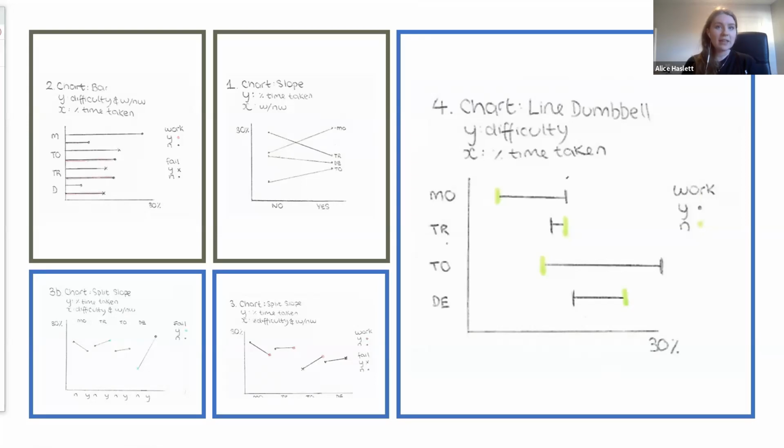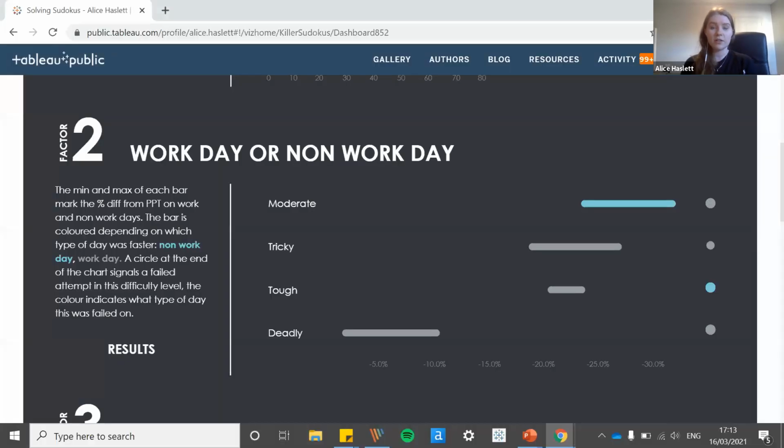If I just hop back, this is the result that I ended up with. If the bar is blue, it means that I was faster on days I didn't have work. Grey means I was faster on work days. And if the circle is blue, it meant I failed one or more puzzles on days I didn't have work, and grey meant I failed on work days.